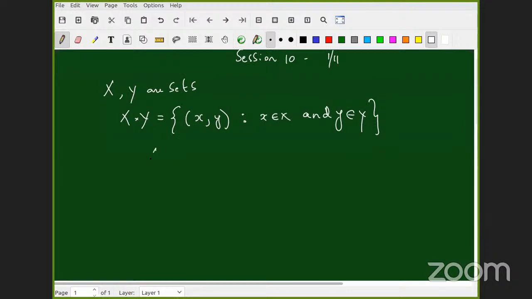Let's do a very basic example. Let me take A as {1, 2} and B as just {3}. The question is, how many elements are there in A cross B? Look at the question carefully. Find out what all the elements in A cross B are, but you have to answer me: how many elements are there in A cross B?